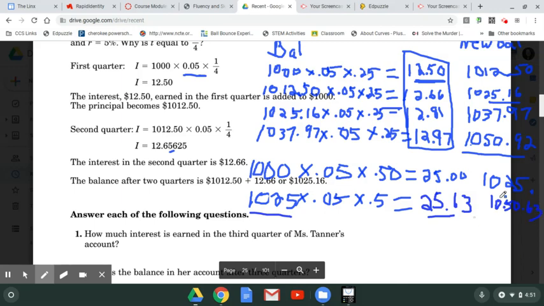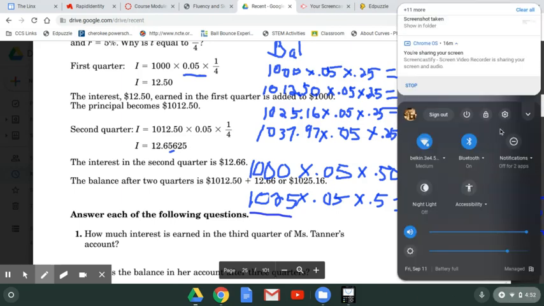So when we look at this balance compared to this balance, you can see compounded quarterly gave them 29 more cents. Okay? Doesn't seem like a lot, but if you're talking about more than $1,000, what if you had $200,000? That little bit adds up. And that's what compounded interest is about. Hope you enjoyed the video.